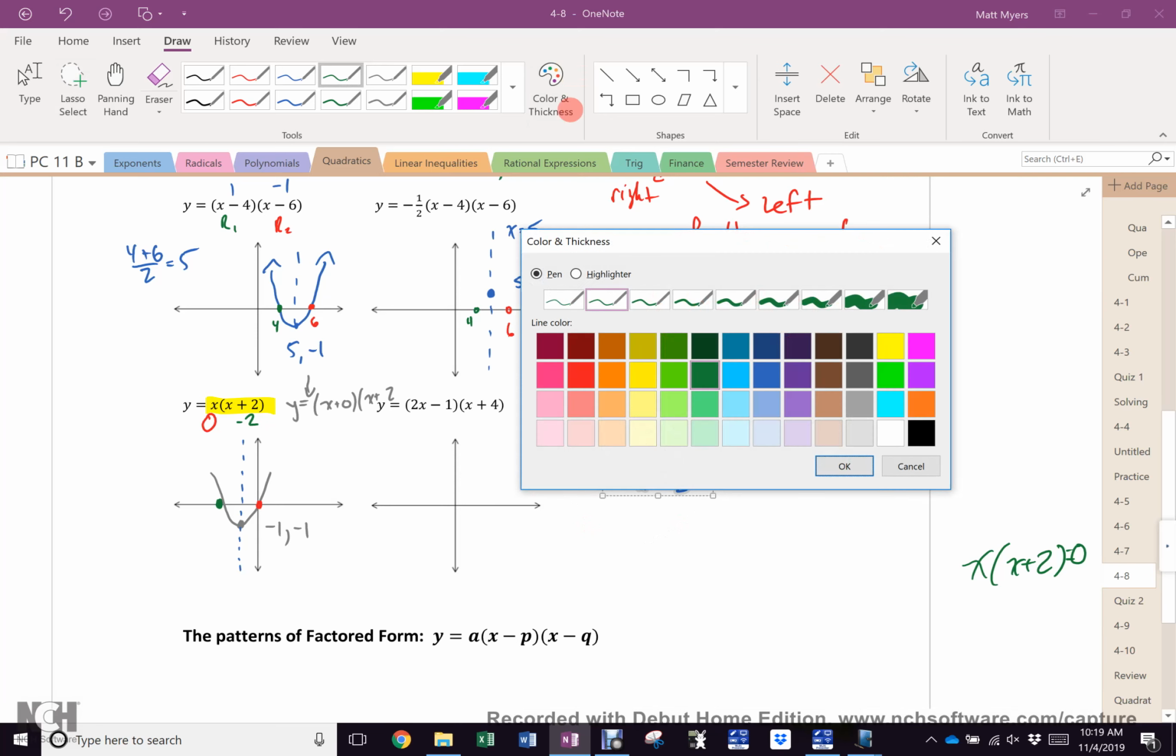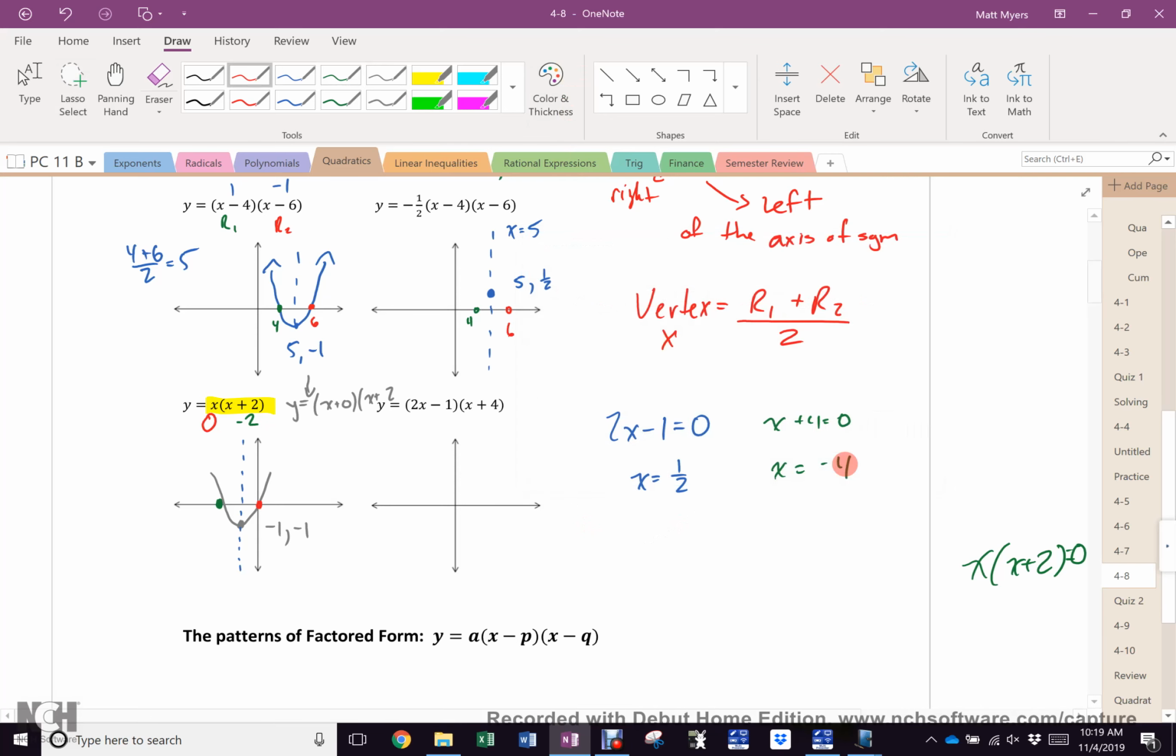Oh, I should have made this red, because I've been doing my roots in red and green. See if I can do that. Let's see. Is it possible? No. So, now we're in trouble, because we're scared of the vertex. We're scared of the axis of symmetry. Why? Because up until now, it's been a perfect split, yes?